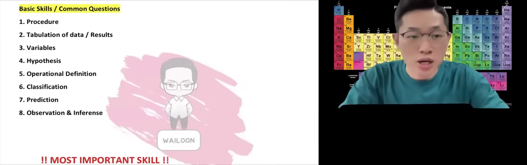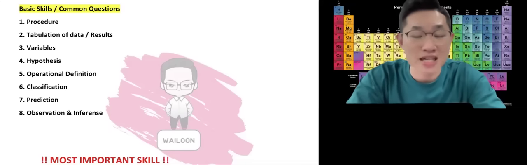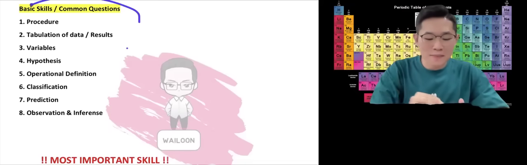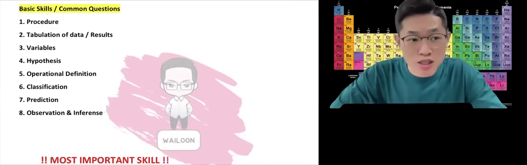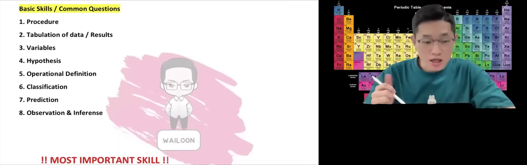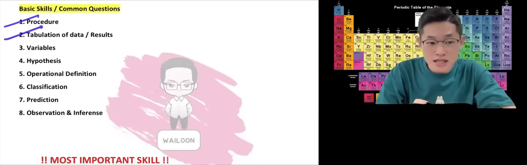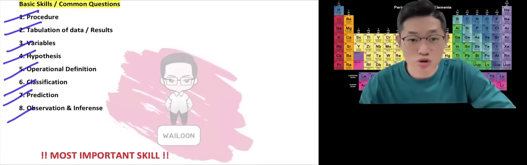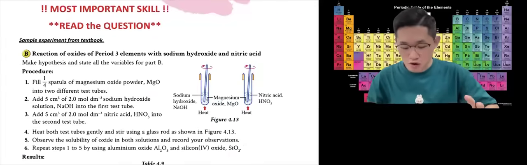This video is mainly to help those Selangor students who are having chemistry AMALI tomorrow. Okay, here are some basic skills and also some common questions that usually ask you in the paper 3 AMALI paper. Okay, there's procedure, tabulation of data, variable, hypothesis, operational definition, classification, prediction, observation, and also inference. Okay, so you have to be careful.